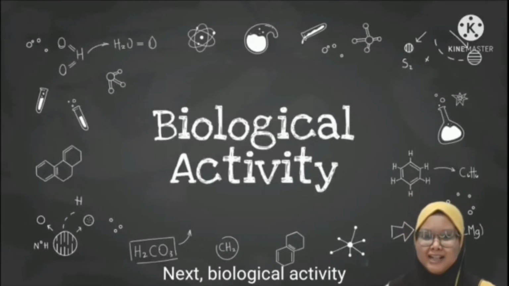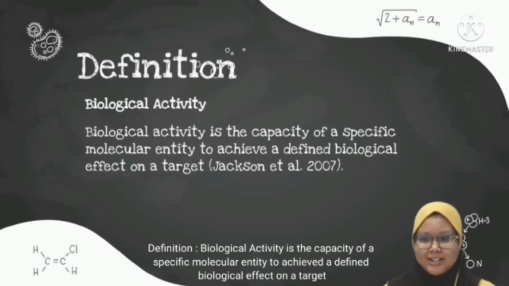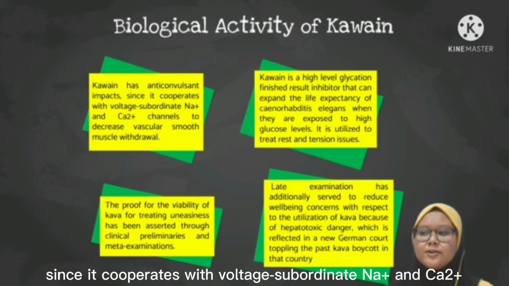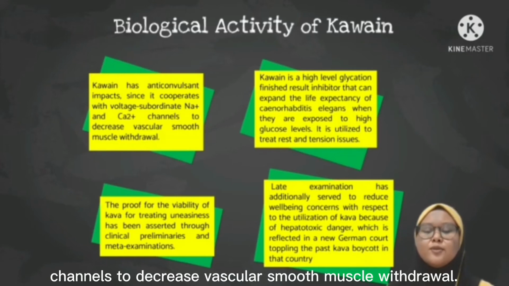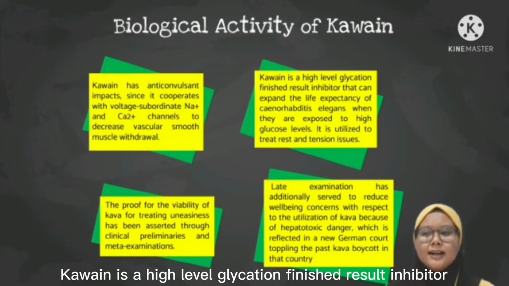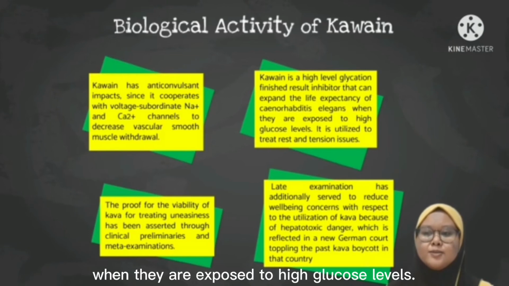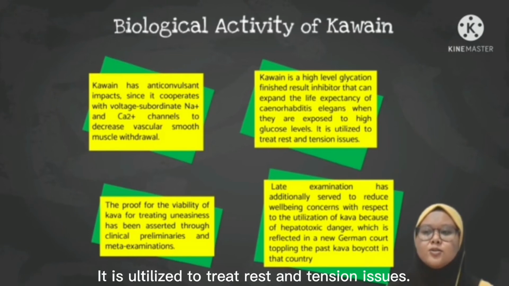Next, biological activity. Definition: biological activity is the capacity of a specific molecular entity to achieve a defined biological effect on a target. Kawain has anticonvulsant impact since it cooperates with voltage subordinates in Na+ and Ca2+ channels to decrease vascular smooth muscle withdrawal. Kawain is a high-level glycation end product inhibitor that can expand the life expectancy of canine hybrid allegiance when they are exposed to high glucose level. It is utilized to treat stress and tension issues.